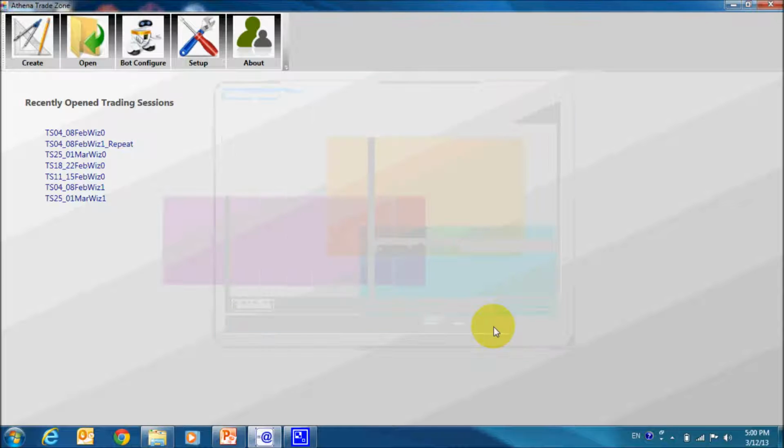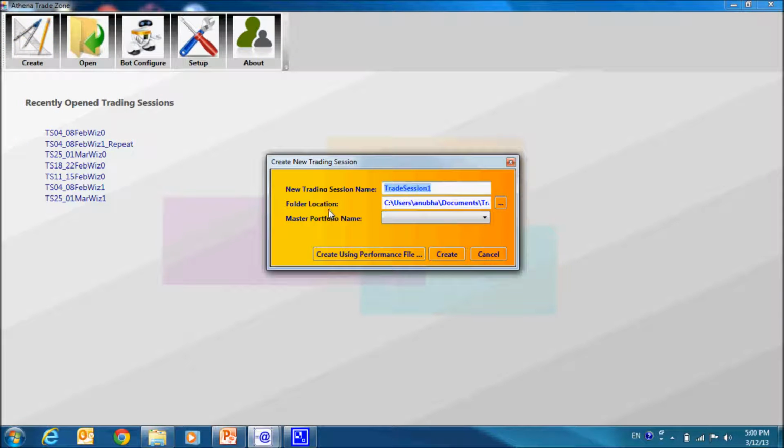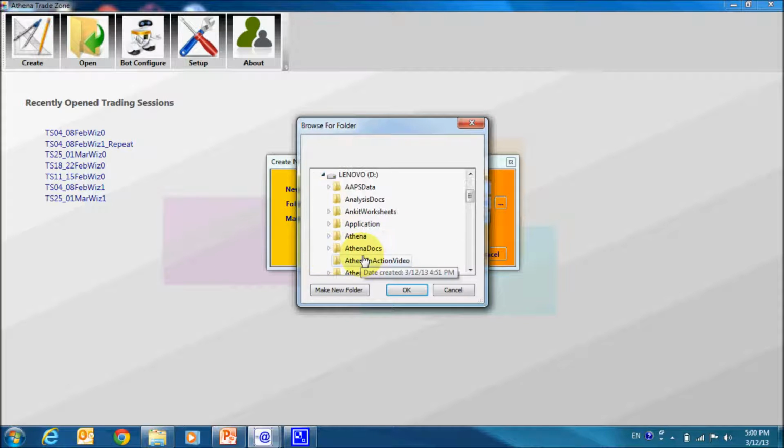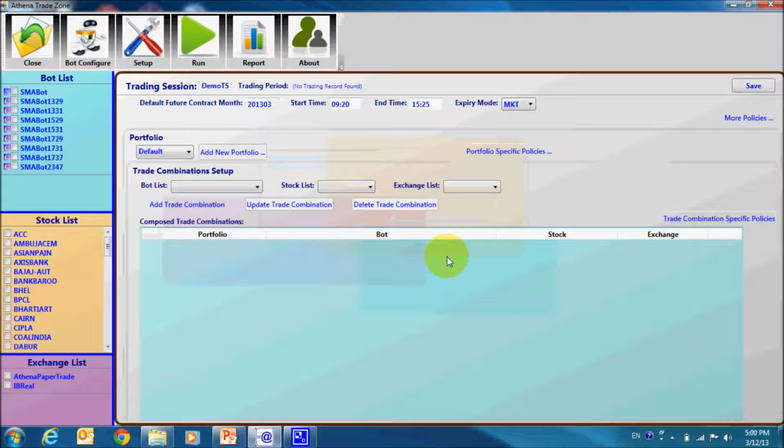In Athena, we have to create trade session for any simulation or real-time trading. We will create a new trade session which we will name Demo TS. We can select to save this session at any particular location on the computer. Now let us create the trade session. A trade session has 3 important components: bots, stocks and exchange. Let us choose our bots for this session and select some stocks also.